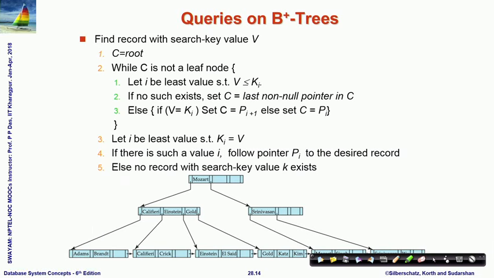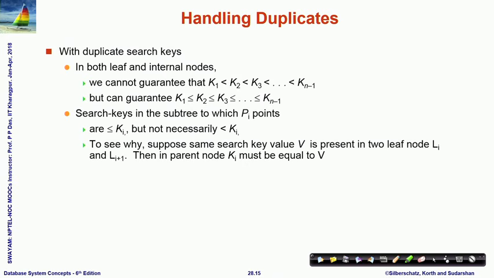So, search should be very simple, because it is just an extension of what you did in 2-3-4 trees. The algorithm is given here. I will skip it, because we have already done this in detail.